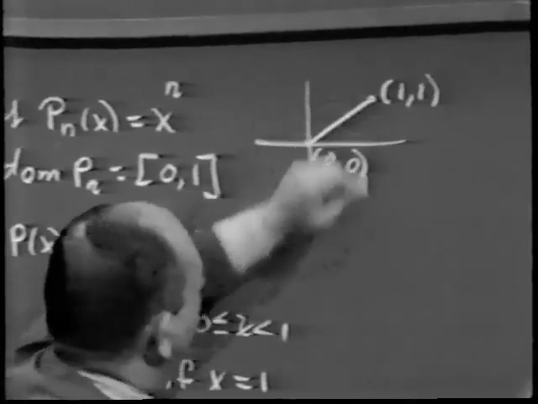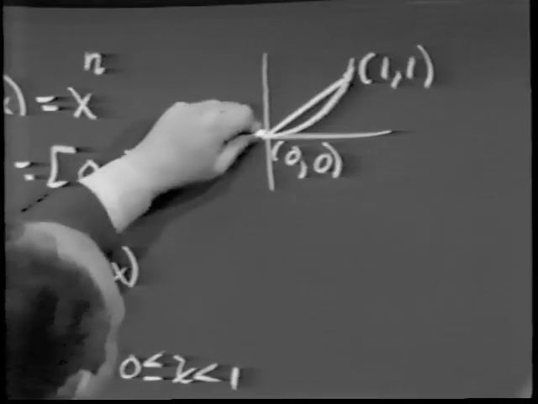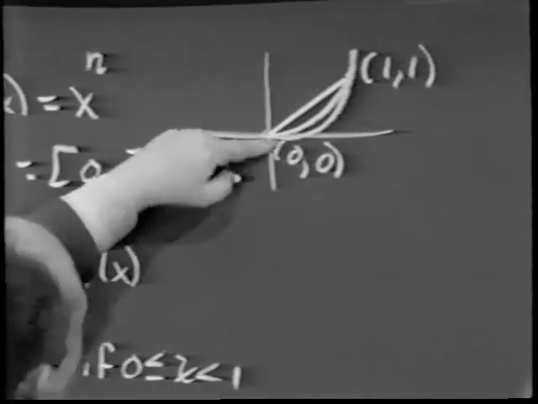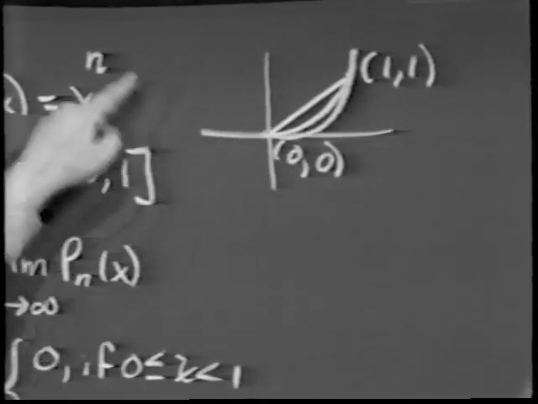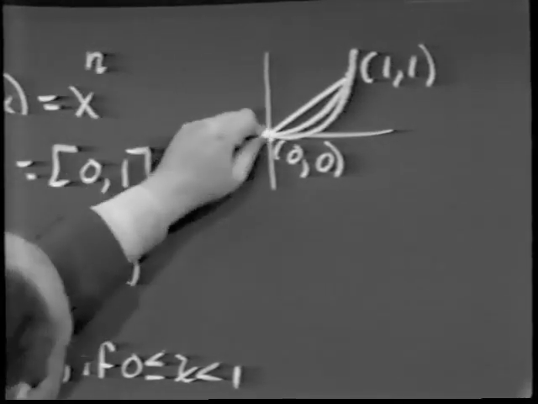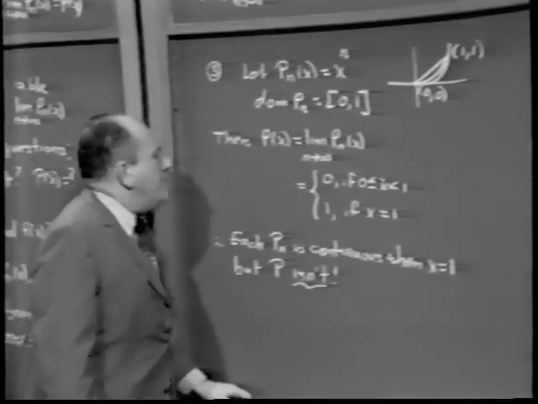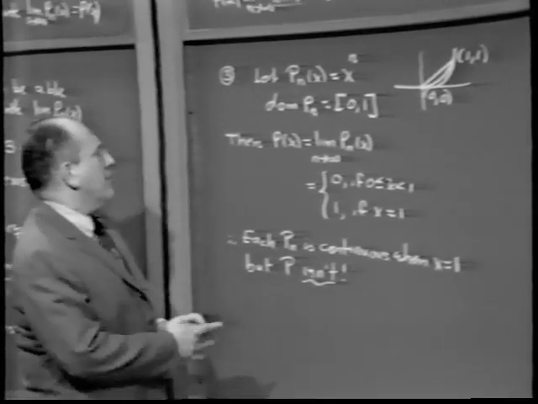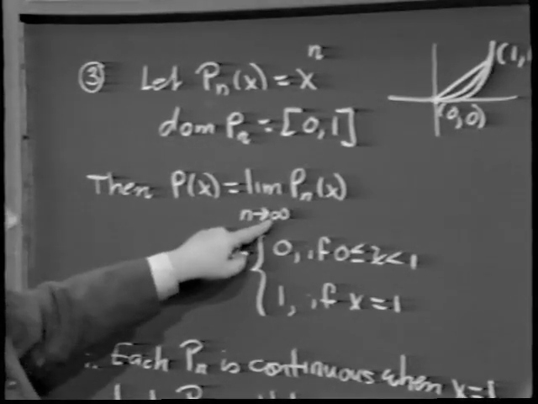P1 of x would look like this. P2 of x would look like this. P3 of x would look like this. In other words, all of these curves pass through 0, 0, and 1, 1. But as n increases, the degree of contact here gets better. At any rate, let's take a look at the limit function. P of x is the limit of p sub n of x as n approaches infinity.